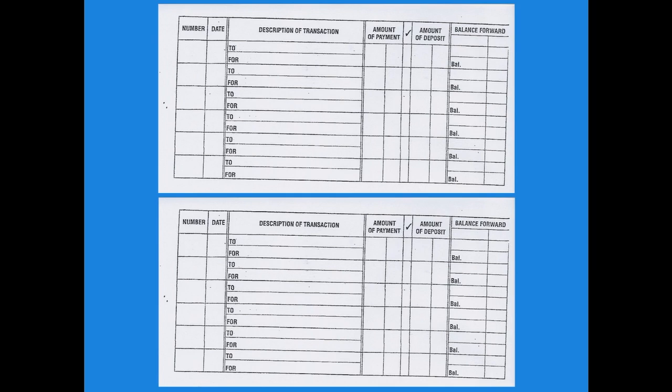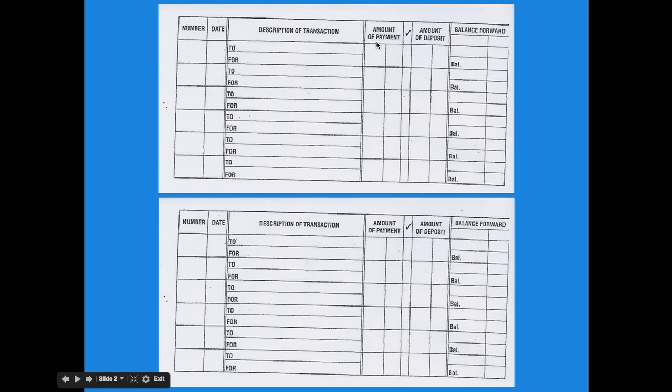Let's take a look at the register for a second. There are a number of columns: the number column, the date column, and the description of transaction. Notice that the number and date rows are deep, but under the description of transaction, it's divided into two rows. We have a 2 row and a 4 row within this complete transaction row.